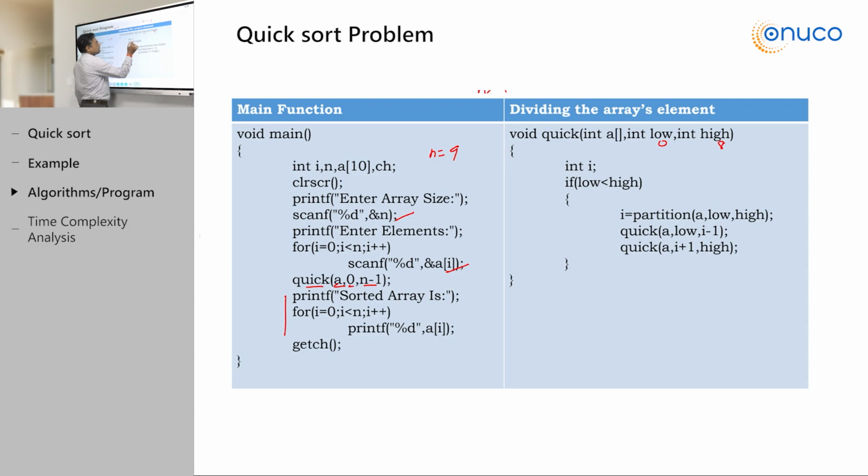What you have seen here, friend: if low is less than high, if 0 is less than 8, only then are you going to do this work. And what is that? I is equal to partition. Remember that partition is a function, and we are passing a, low is 0 and high is 8. So we are just holding this part. We go first to the partition function. Let us see that.